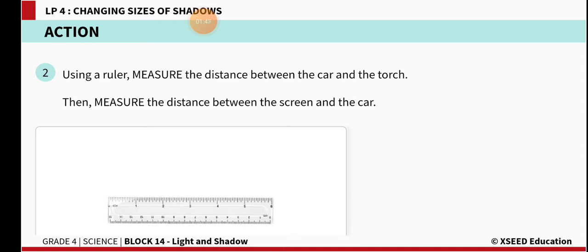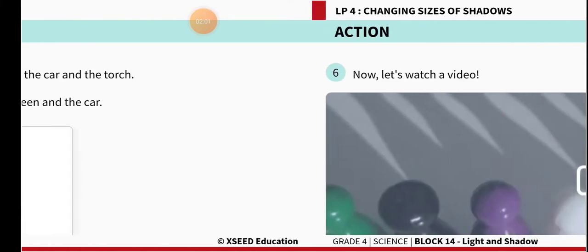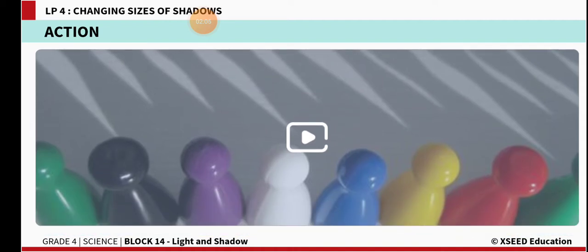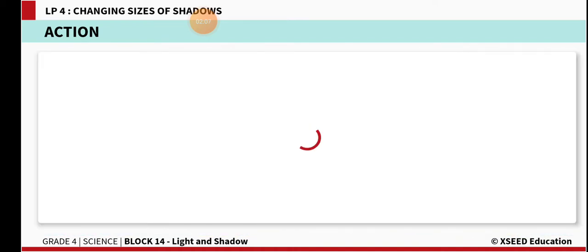When the object is very close to the screen, how does the shadow appear? When it is far from the screen and near to the light, how does the shadow appear? You find out and note your observations in a notebook. To understand more about this, watch this video.